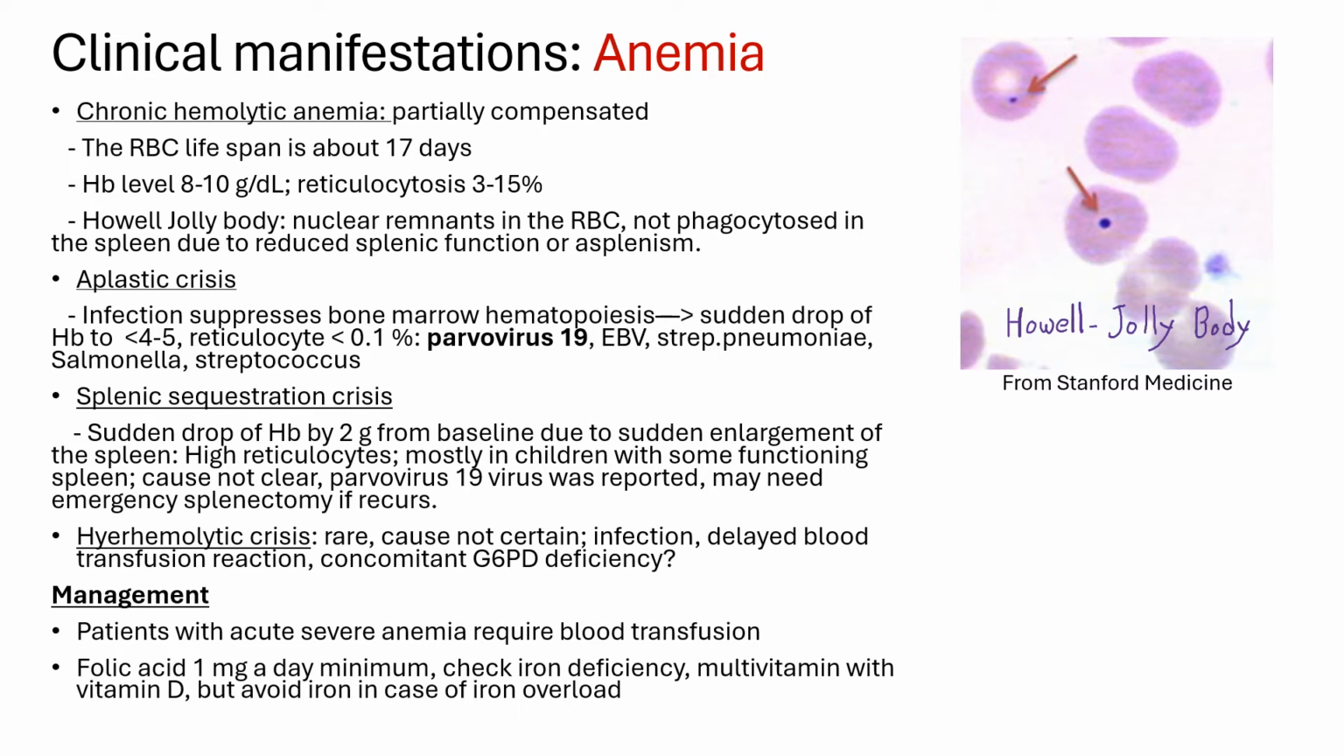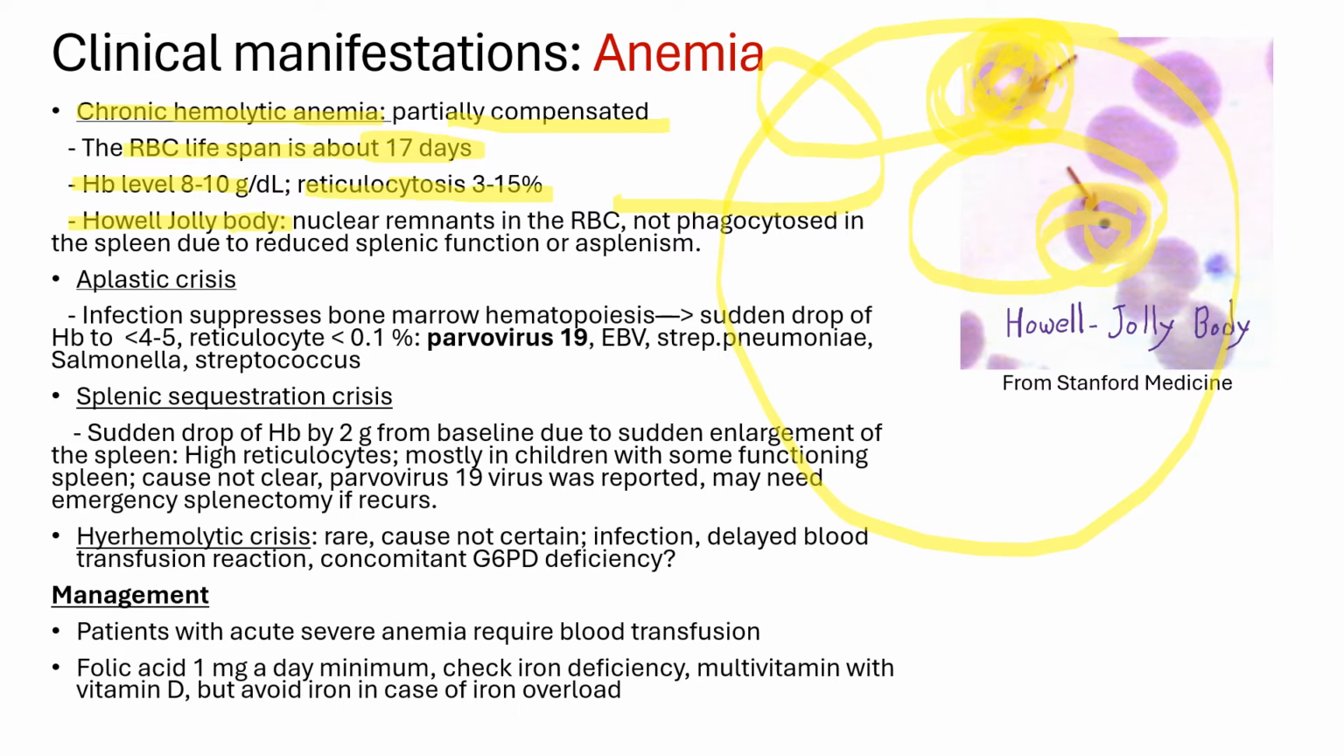Now, anemia. Sickle cell disease is a chronic hemolytic anemia, partially compensated, because the red blood cell lifespan is about 17 days instead of 120 days for normal red blood cells. So the hemoglobin level is around 8 to 10 grams and there are high reticulocytes, 3 to 15%. And you often see Howell-Jolly bodies. Please look at this picture. A Howell-Jolly body is a nuclear remnant in the red blood cell. Normally, red blood cells having Howell-Jolly bodies are captured and destroyed by macrophages in the spleen. But these patients have very low splenic function or even asplenia. So those red blood cells having Howell-Jolly bodies still circulate in the blood, and you can see them on the microscope.